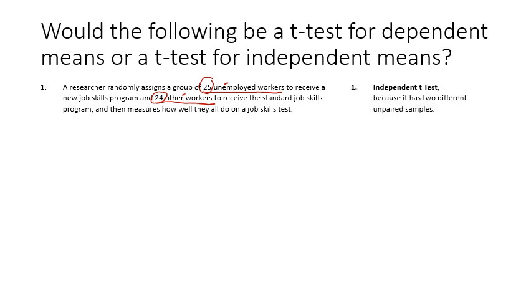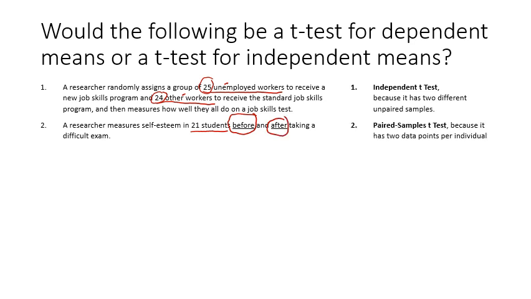So we would then follow the lowest path on our flowchart and conclude that this is an independent samples t-test. Number 2: a researcher measures self-esteem in 21 students before and after taking a difficult exam. Here I can see that we have one sample, but we have two scores for each student. We have their before and their after scores. So in this case, we're going to use a paired samples t-test. One sample, but two data points per individual.